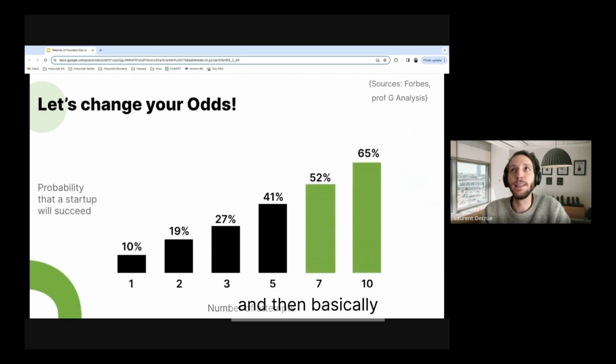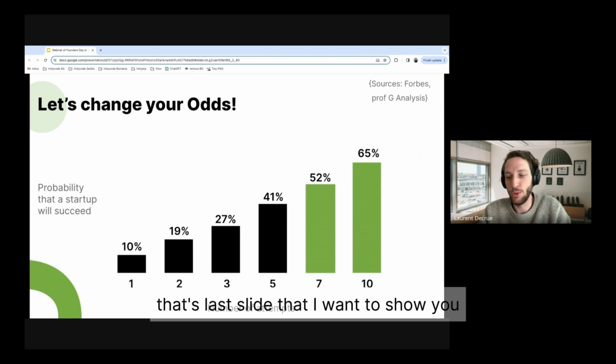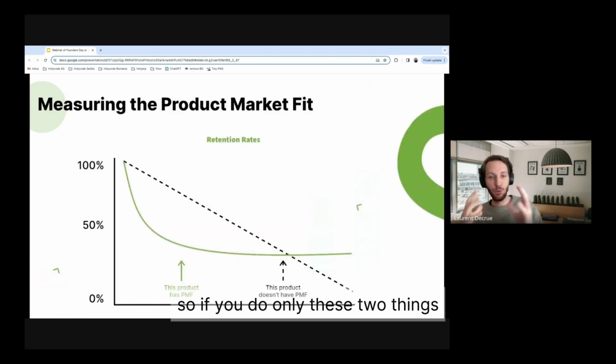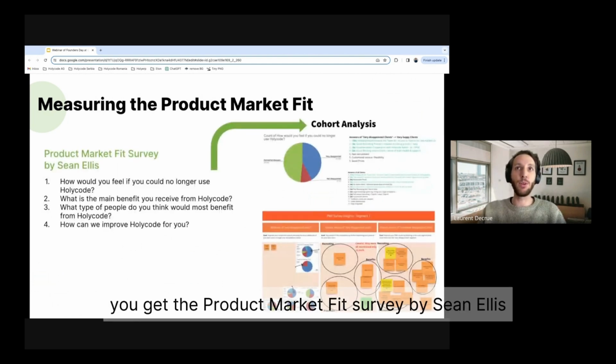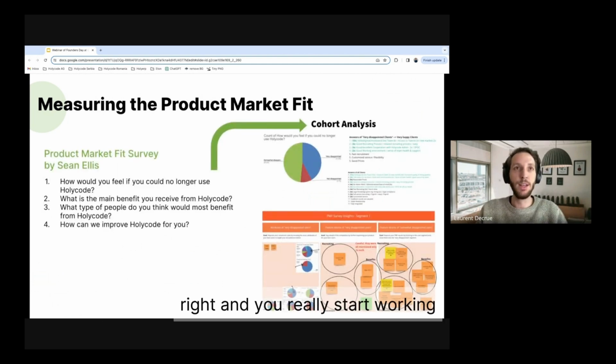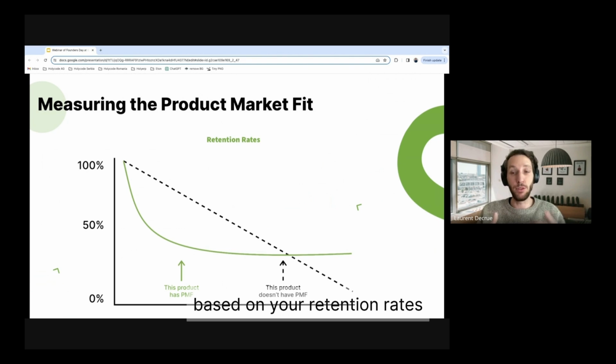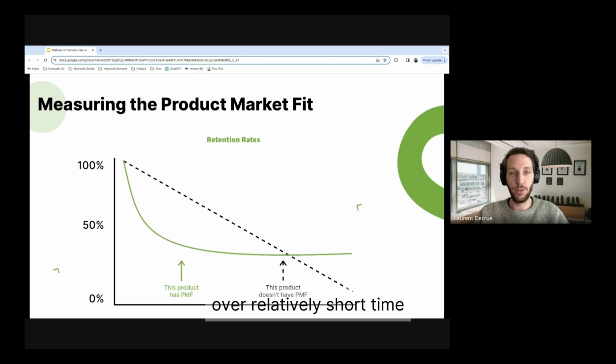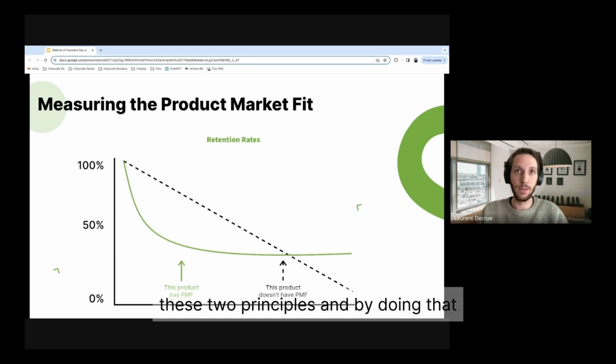And then basically, that's the last slide that I want to show you, or the second last. Basically, what I think this will do to you. So if you do only these two things, you get the product market fit survey by Sean Ellis, right? And you really start working based on your retention rates, which is the most important. A lot of the other things are noise. You should be able to increase the product market fit that you have a lot over a relatively short time, just by following these two principles.